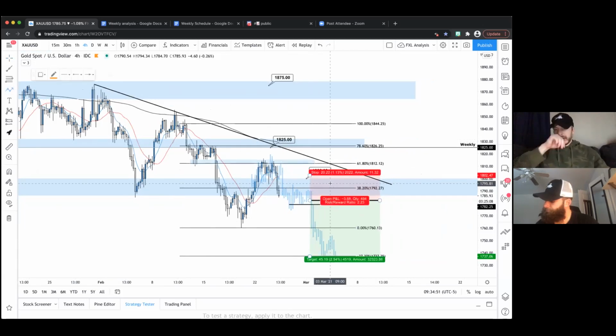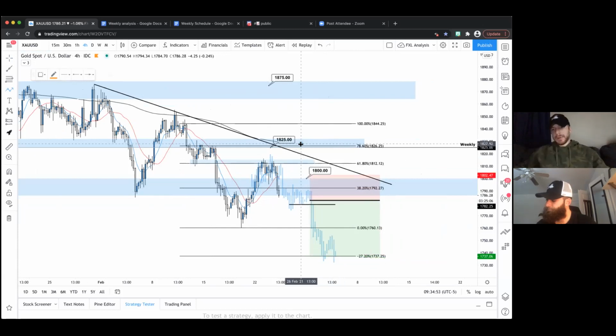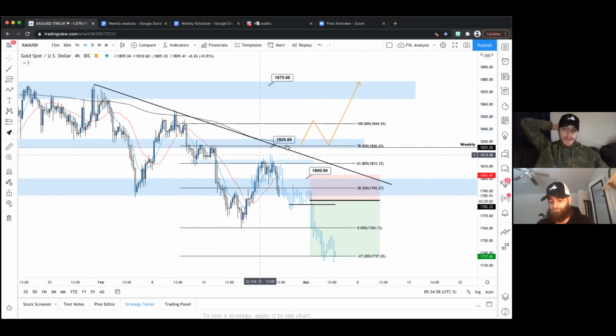Until, in my opinion, I'm not really looking for long opportunities until 1825 is broken, right? I want to see a higher low above that, because again, this could consolidate in here for a while and still make a bearish move, just because it could consolidate and nothing about this says bullishness.